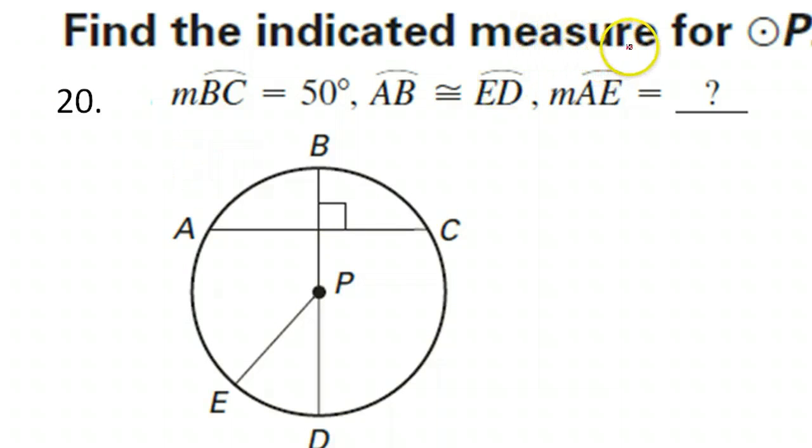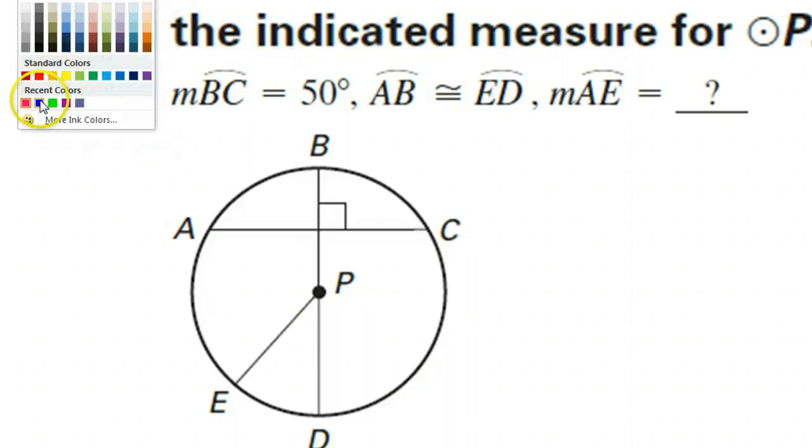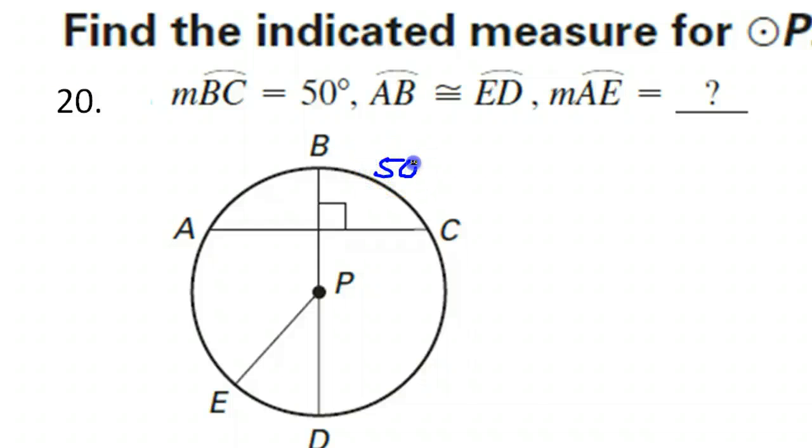Alright, look at number 20. Find the indicated measure for circle P. So let's see. Arc BC is 50 degrees. So let's get that registered. So this is 50 degrees right here. Arc AB and arc ED are congruent. Okay, so this arc and this arc are congruent. So the measure of arc AE is what? So we're looking for this.